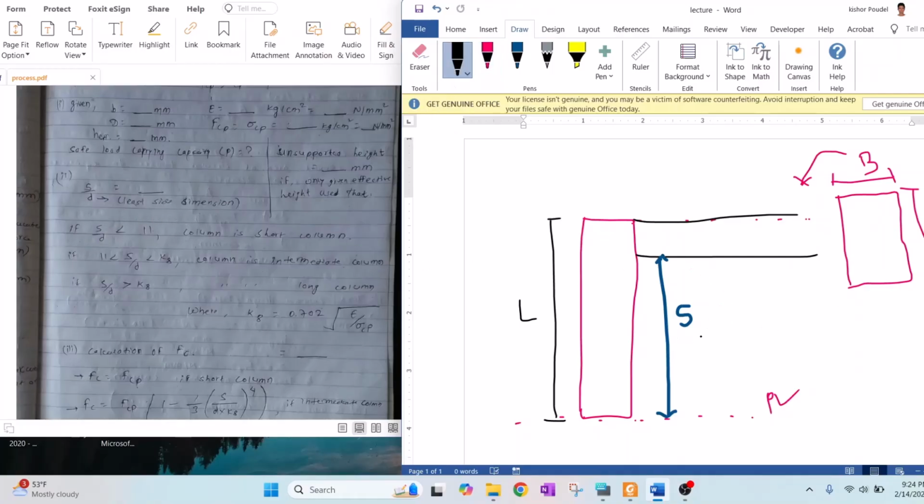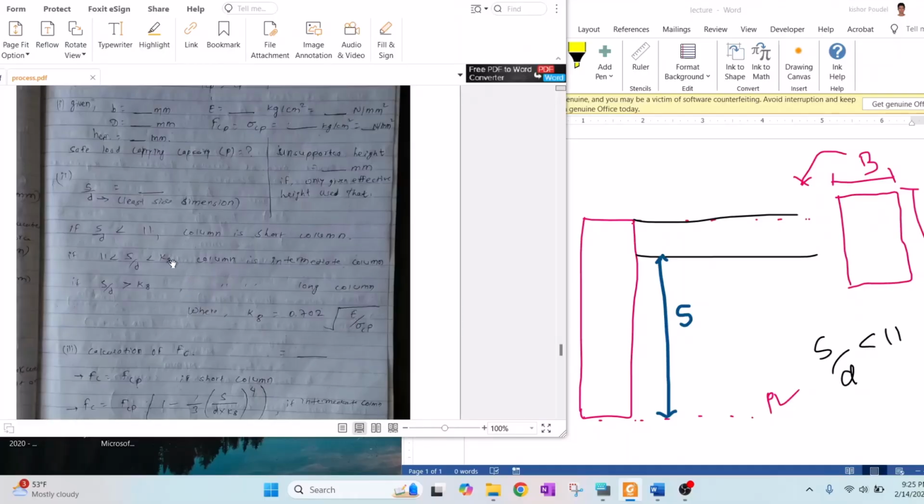If you divide S by D and the value is less than 11, that column is called a short column. And if that value is greater than 11 but less than K8, it is an intermediate column. K8 is another parameter, and we can calculate its value. The equation is K8 equals 0.702 times the square root of E by sigma CP.